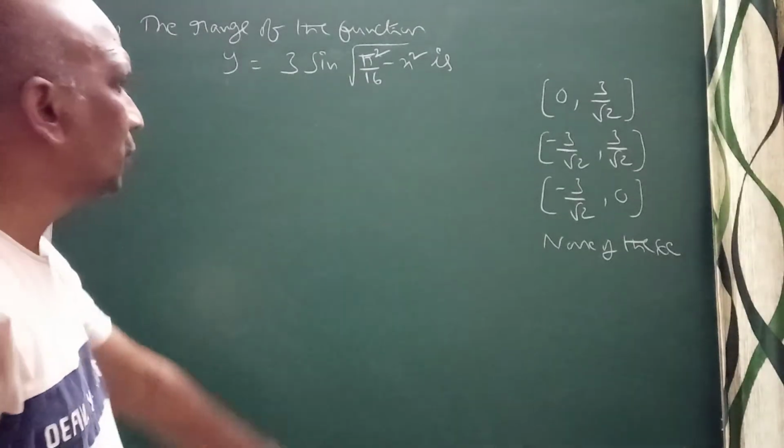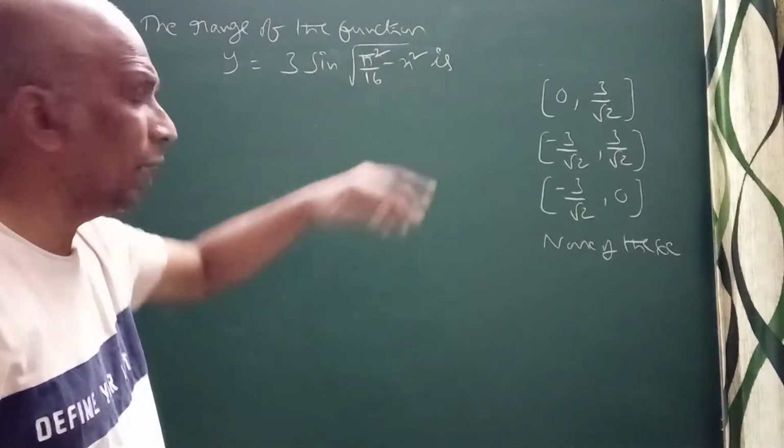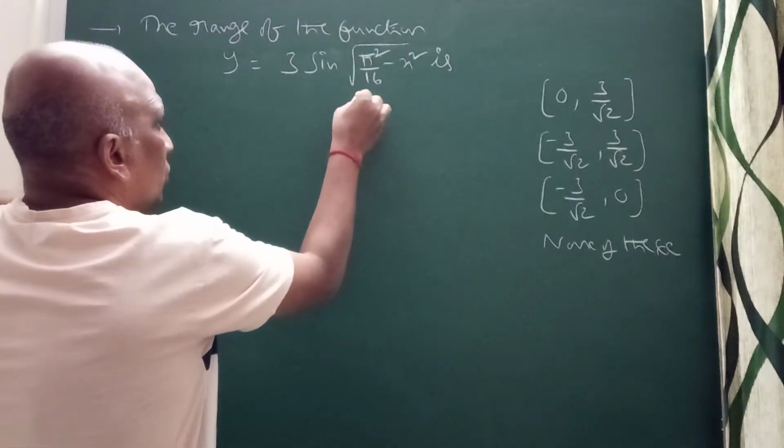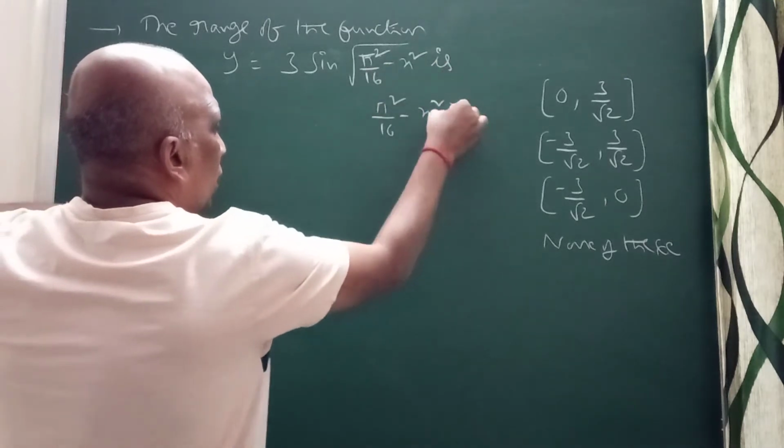Now in this problem, y equal to 3 sine of root of pi square by 16 minus x square. To define y, pi square by 16 minus x square should be greater than or equal to 0.